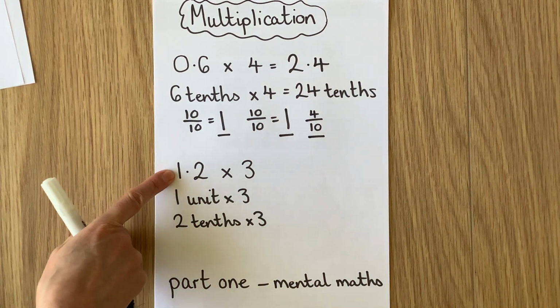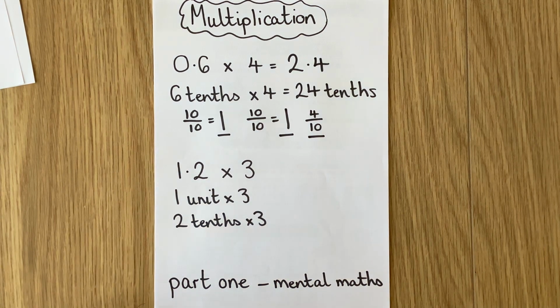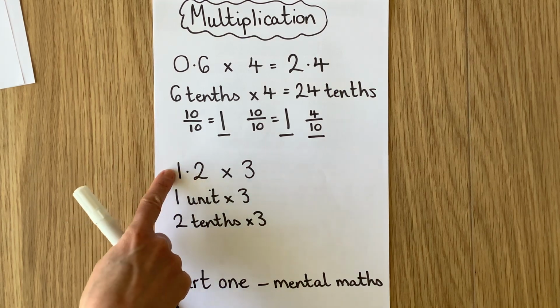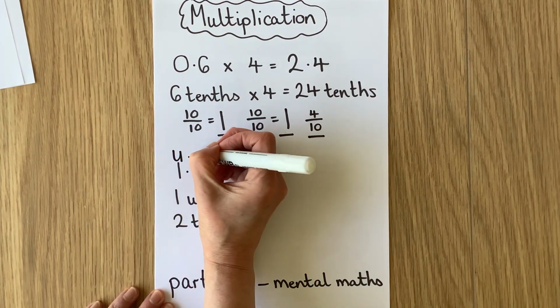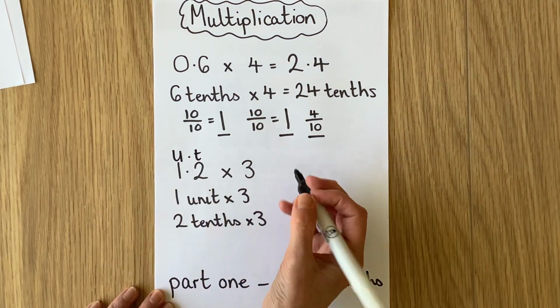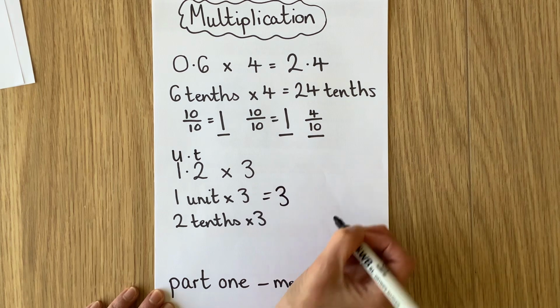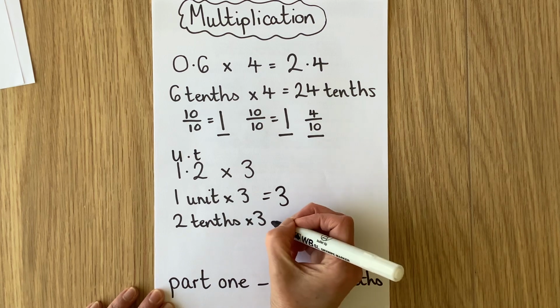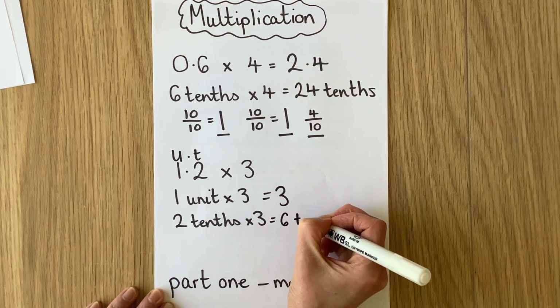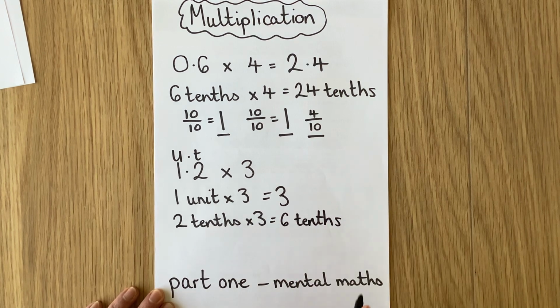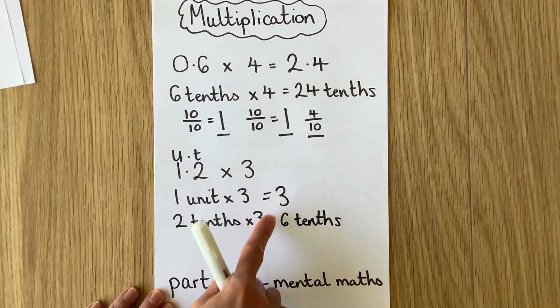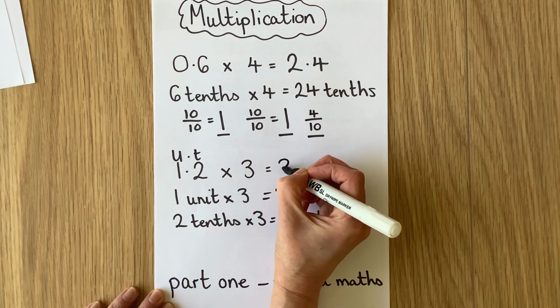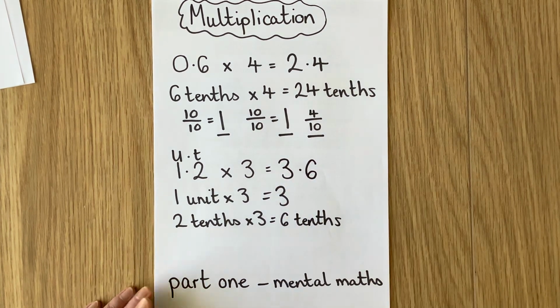If I was given this one, 1.2 times 3. Well, I could do it in a couple of ways, but I could think of it like this. If I took the 1 unit, because there's my units number, and I multiplied it by 3, I'm going to get 3. 2 tenths times 3, well 2 times 3 is 6, and that's tenths. So if I take my 2 answers, I've got 3 and 6 tenths. As a decimal, that's going to be written as 3.6.